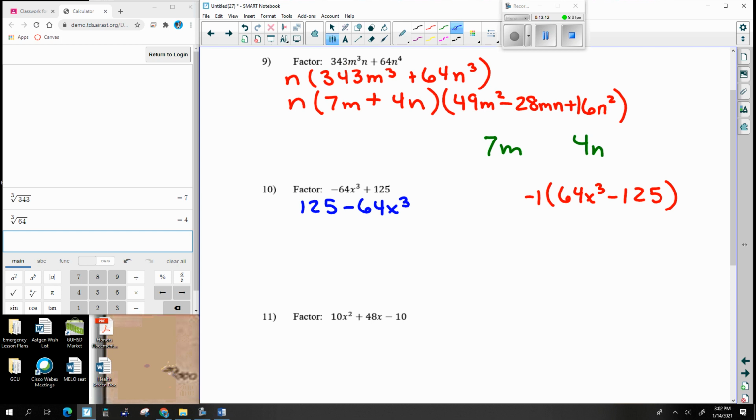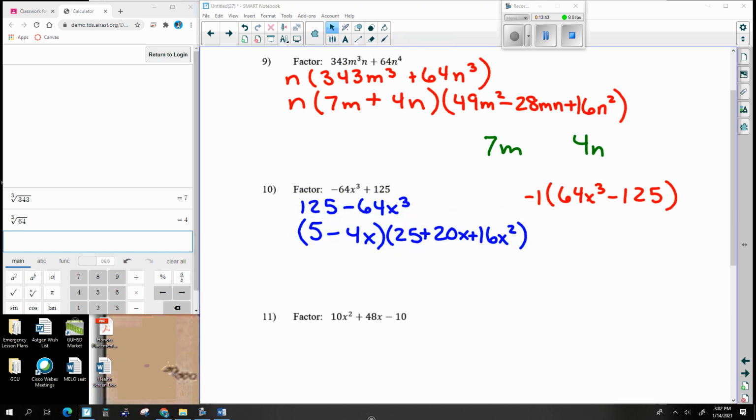Doing it the blue way. Cube root of 125 is 5. Cube root of 64 is 4. X to the third is x. Square out. 5 squared is 25. 4x squared is 16x squared. Multiply to the middle. 5 times 4 is 20x. Same, opposite, always positive. So minus, plus, always positive. Same, opposite, always positive. So that's one way that you can do it.